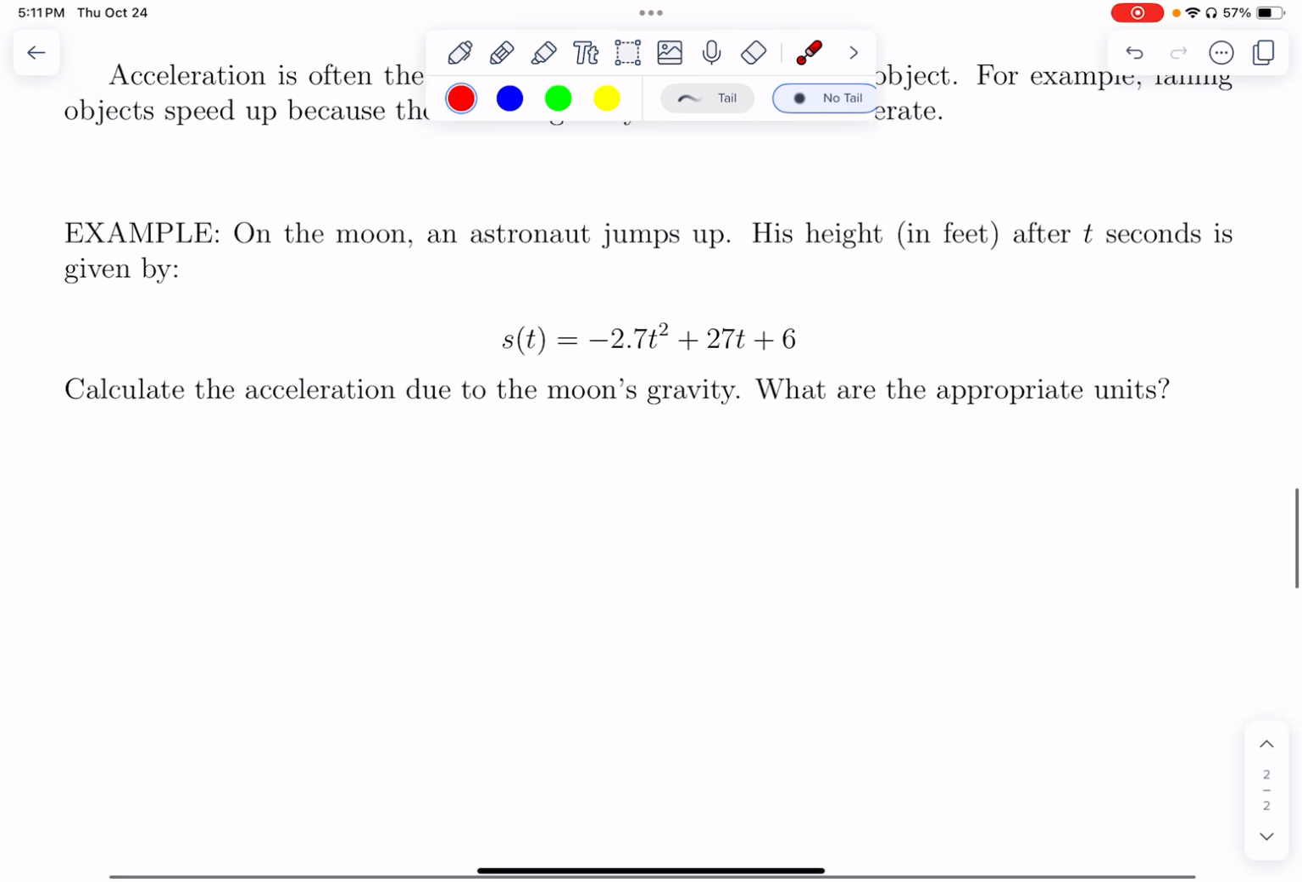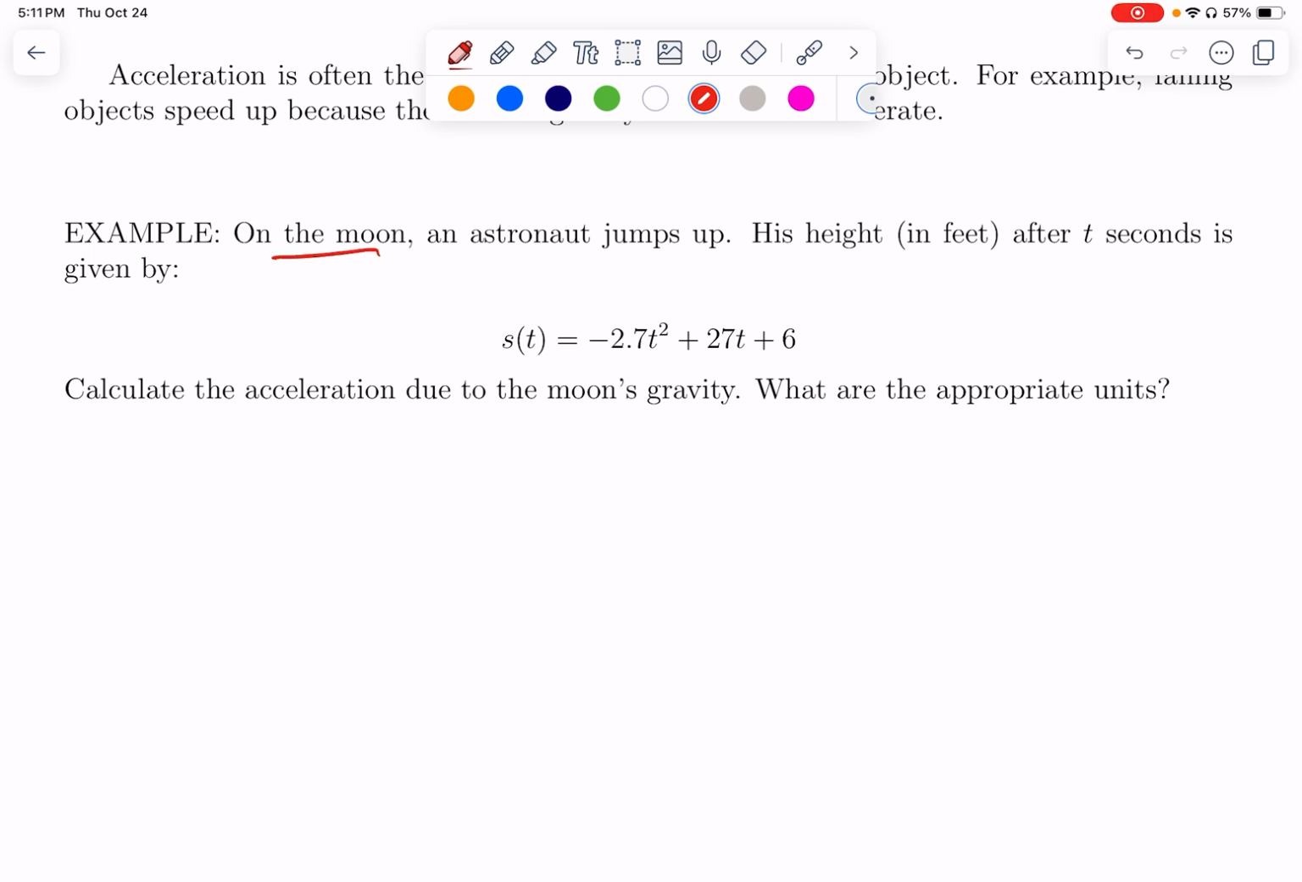Okay, so let's just do a quick example. And we're going to do this example on the moon just so that the numbers are different, right? If we do every problem on the surface of the Earth, we keep running into the same numbers because of how Earth's gravity works. So on the moon, we're going to imagine an astronaut is jumping up, and his height in feet after t seconds is given by this formula.